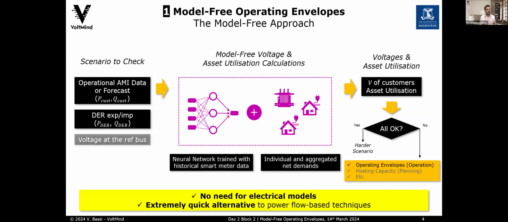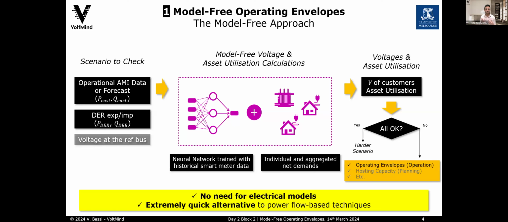If voltage monitoring at the distribution transformer is available, we can use it, but it's not a strong requirement for our approach. Once the scenario that we want to check has been defined, we are going to use a neural network that was trained with historical smart meter data to calculate customers' voltages. And we are going to use tailored approximations based on individual and aggregated net demands to assess the utilization of key assets. If everything is okay, we are going to define a harder scenario. For instance, if we are calculating export dynamic operating envelopes, we are going to increase the exports for flexible customers. And if not, we have found our operating envelopes.